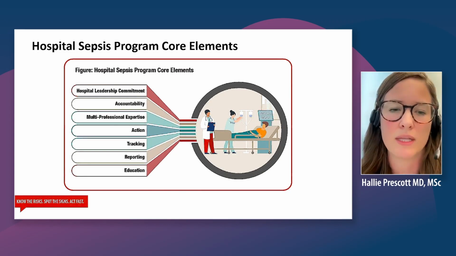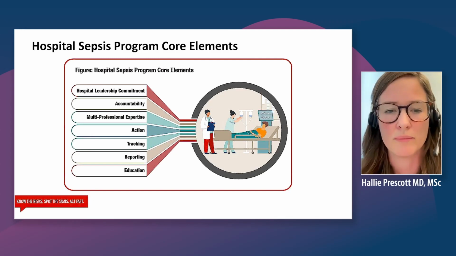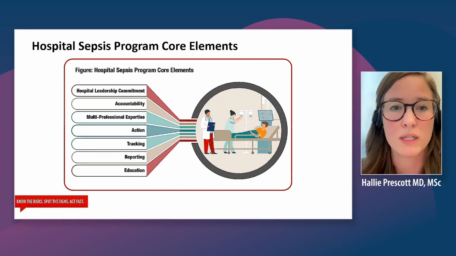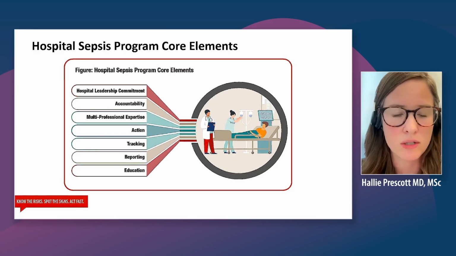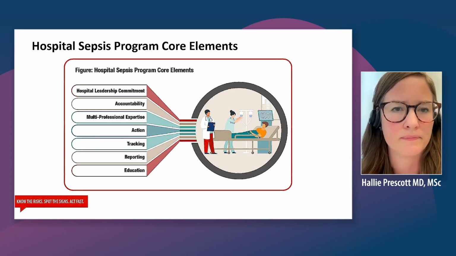Reporting goes hand in hand with that and talks about then giving that information back to important stakeholders at the units, at the hospital director level, so that this information can go to continuously improving sepsis management and outcomes. And then finally, the education core element talks about the importance of broadly educating healthcare staff, patients, caregivers, families, so that everybody is aware of sepsis and improving evidence-based management of sepsis.